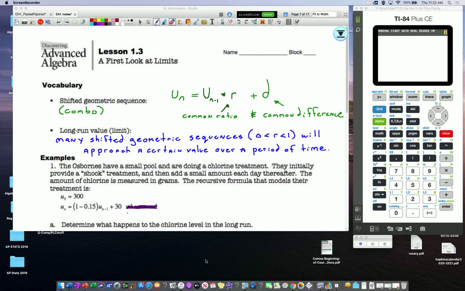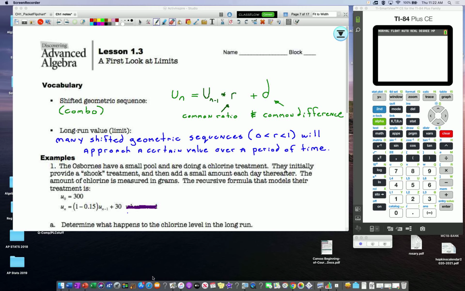So, as we take a look at lesson 1.3, we're going to look at a special type of geometric sequence. We call it a shifted geometric sequence, but I like to look at it as a combination of an arithmetic and a geometric. It's basically like we put them together. So that's why I wrote the word combo here, and I kept this up here for today just to make things a little easier for myself.